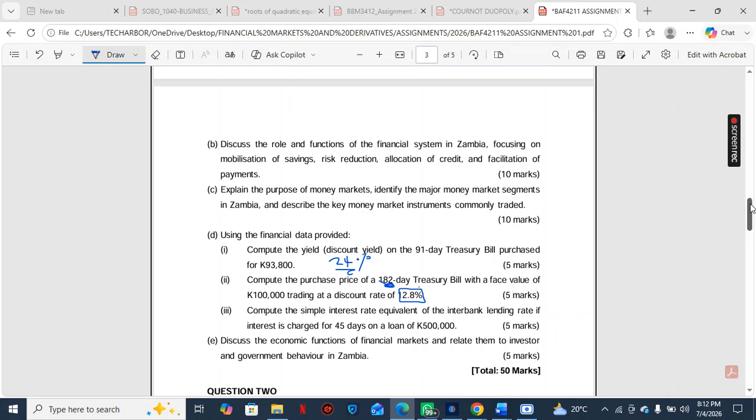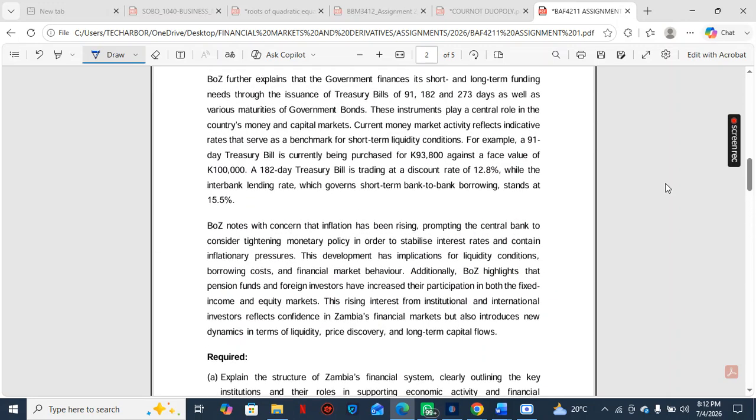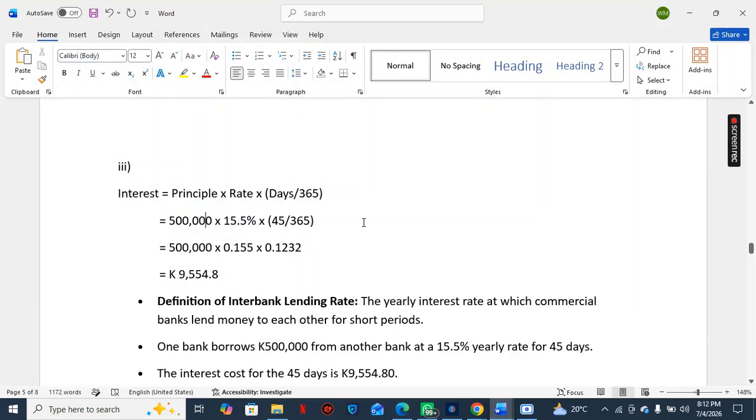Wait, where did I get the 15.5% from? Oh, yeah, here. They've told us in the question that the interbanking lending rate is 15.5%. So the interbanking rate is 15.5%. Then it's for 45 days. So 45 days over 365 days converts days into a year.